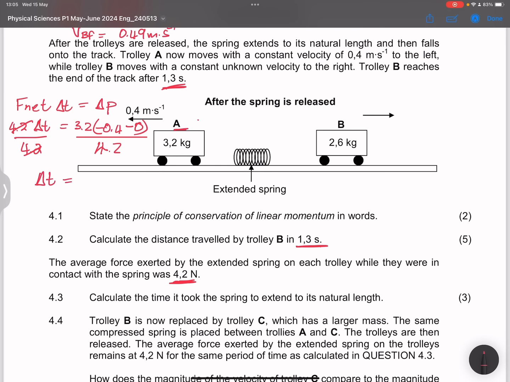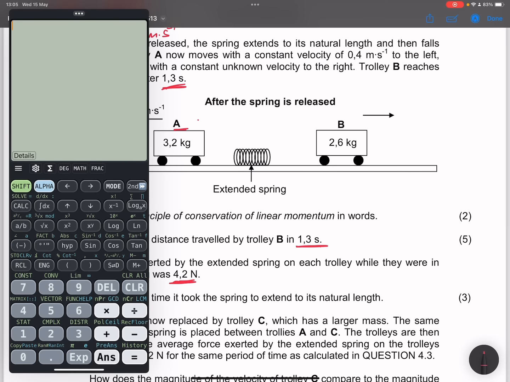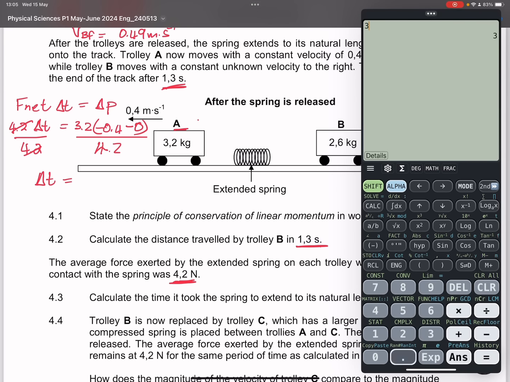delta t, which is equal to, so I'm going to have 3.2 times the negative 0.4, and this is divided by the 4.2. Which means the time it took, and by the way, please don't mind the negative. In this case, I was supposed to actually put that force there as negative as well, because it would be a force pushing to the left. So the time would be 0.3 seconds.